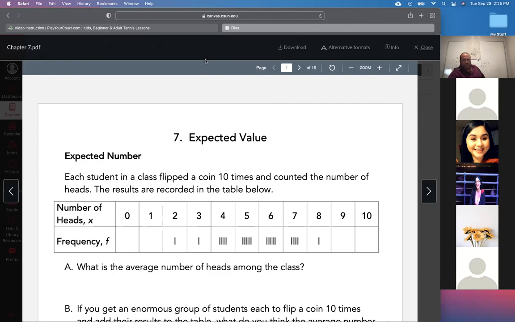So, okay, how often were 0 heads showing when people flipped 10 coins, according to this chart? How often did it occur? Never happened. How about one head? Never happened. How about 2 heads? Once, and 3 heads, once, and so on. So the question is, what is the average number of heads among the class?